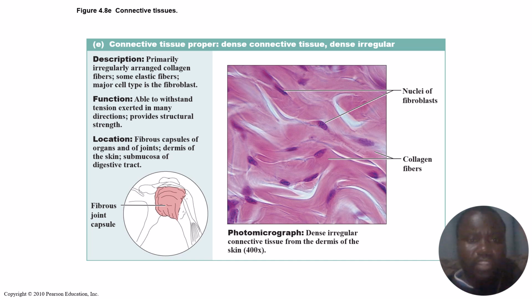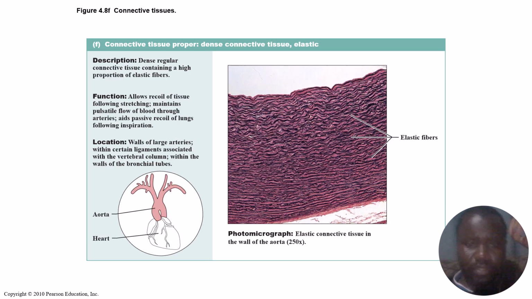Then we have connective tissue proper, dense, but the fibers are not arranged in parallel, so they are arranged in all directions. So it is meant to help withstand tension, pressure, and forces in all directions. So where do we find this? We find this in fibrous capsules of organs and also in joints, also under the dermis of the skin, the submucosa of the digestive tract. The idea is that this arrangement of connective tissue helps us to withstand pressure and also to help organs withstand tension, torsion, and all these forces in all directions.